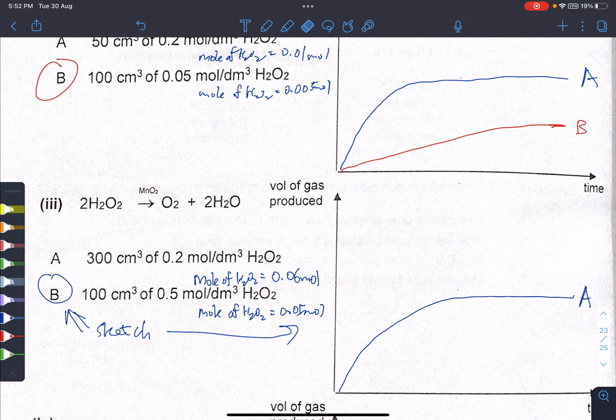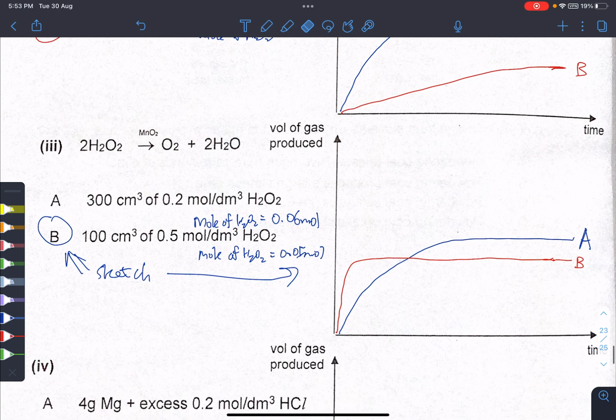So you will sketch, and the graph will look like this. It will end slightly lower than A. You don't need to take a ruler and measure that it's 5/6. No need, roughly is fine. Then in terms of the 5 factors, the concentration changes. 0.2 mole per dm cube concentration becomes 0.5 mole per dm cube concentration. So it's faster. So that's all. That's how you get the mark.